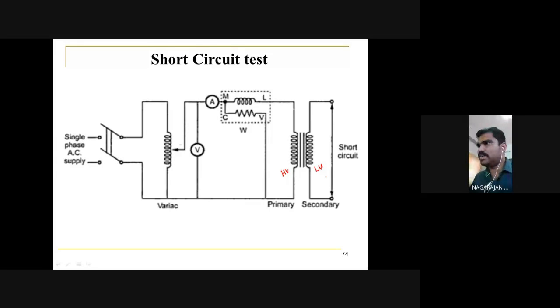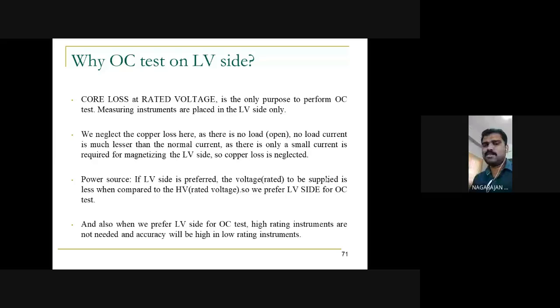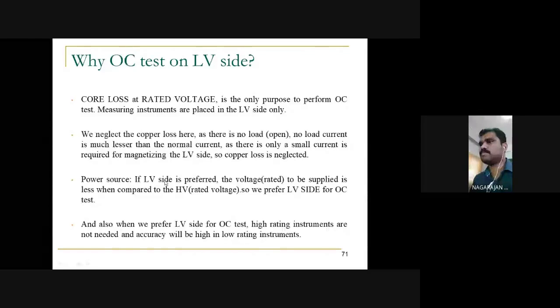So just I'll recall why we conducted open circuit test in the low voltage side. The reason is when we go for open circuit test, we will consider only voltage magnitude. Building up a very high voltage in lab atmosphere is very difficult. For example, if the transformer rating is 2000 volts, developing 2000 volts inside a laboratory is difficult. That is the reason why we were going for low voltage side.